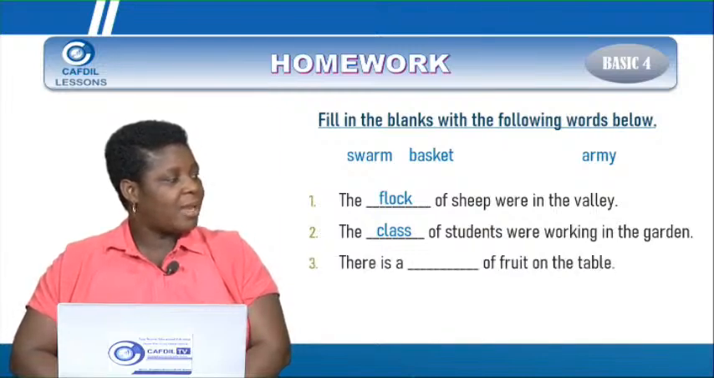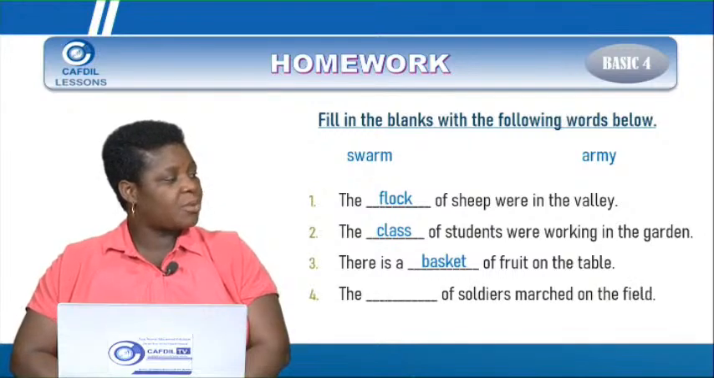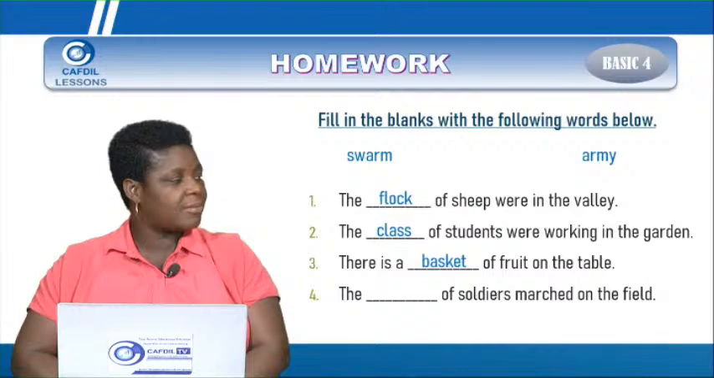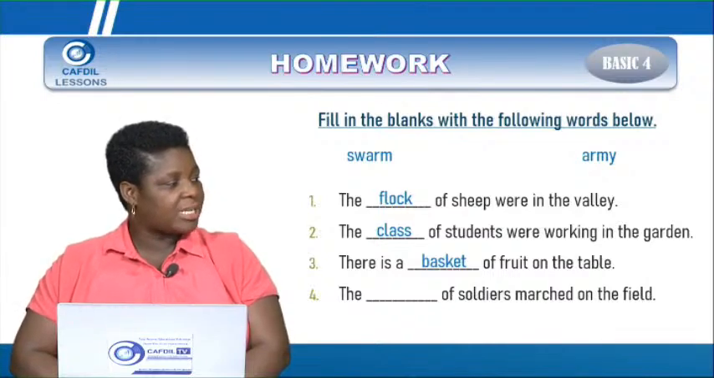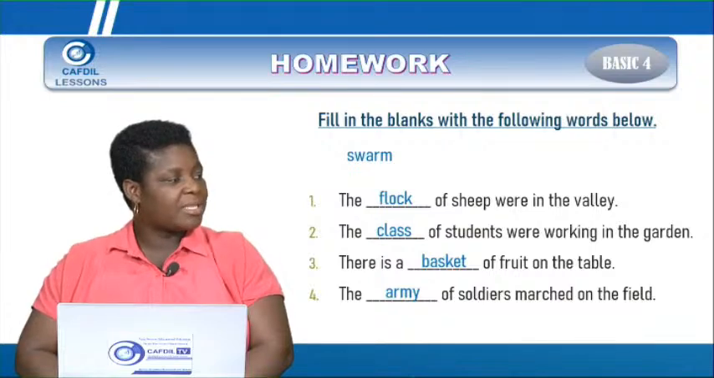3. There is a dash of fruit on the table. The answer is: there is a basket of fruit on the table. 4. The dash of soldiers marched on the field. The answer is: the army of soldiers marched on the field.